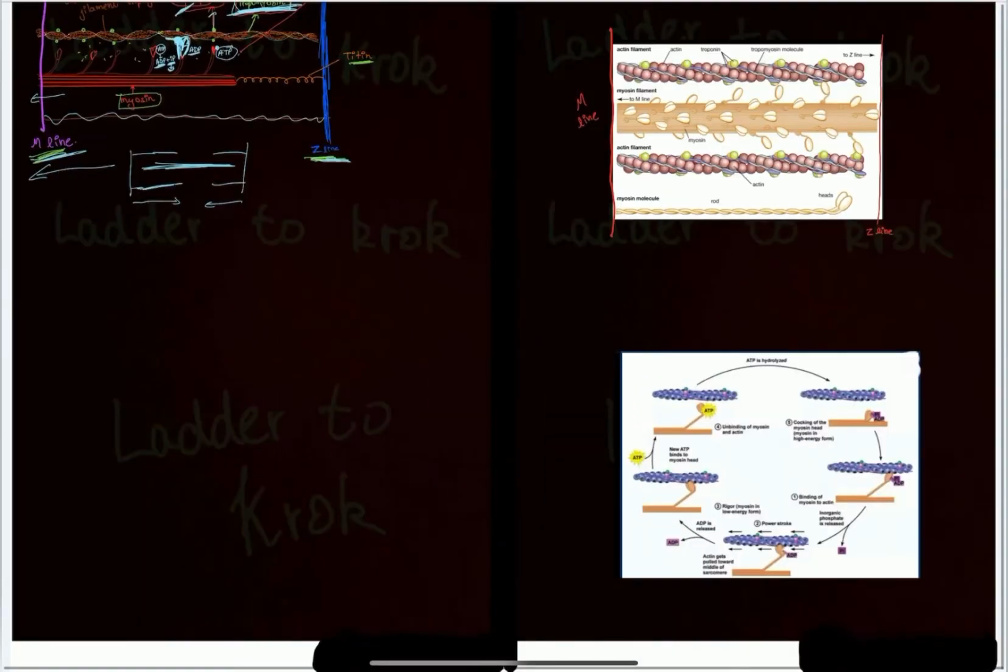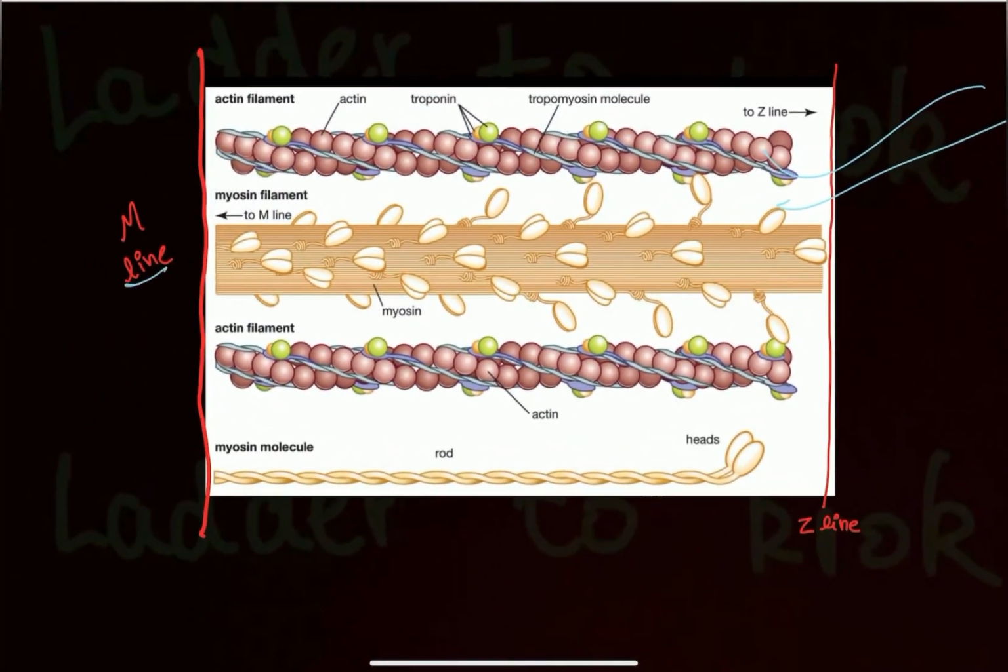The same diagram, this diagram is the same as that diagram. As you can see, this is the M line, this is the Z line. We have this actin protein, and it has a tropomyosin molecule over it, binding over it like a rope. On this tropomyosin we have active sites, and those active sites are covered with troponin.